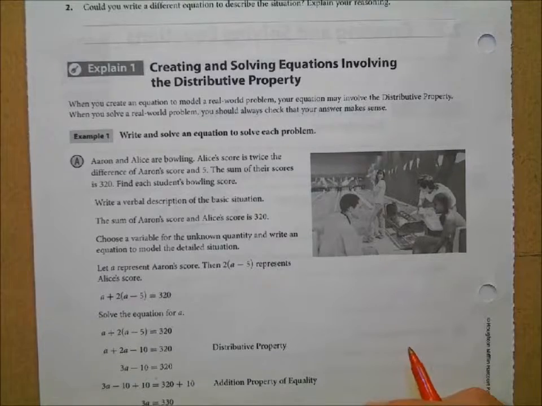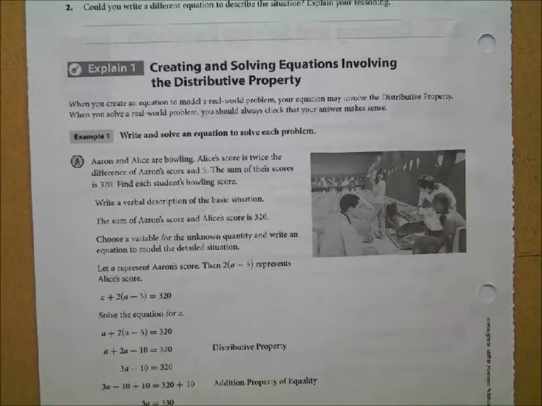Okay, so what is the unknown quantity here? What's the unknown amount from this story? So yeah, Matt in the back. Is it Alice? Is it Alice's score? Yeah. Do we know what Alice's score is? Do we?